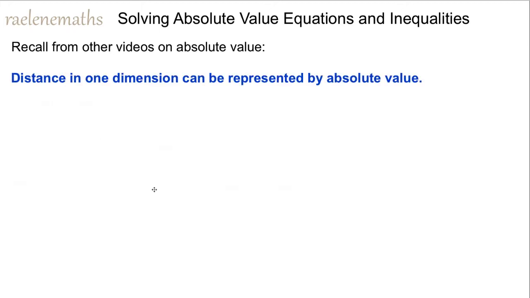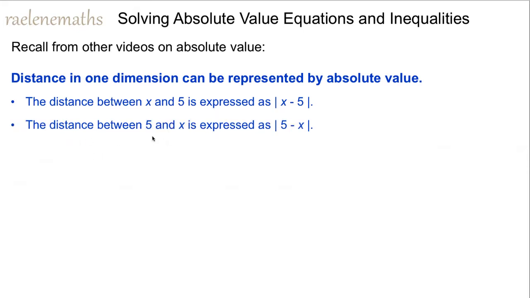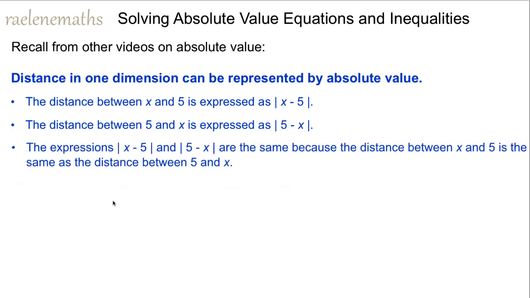So the first thing is that distance in one dimension can be represented by the absolute value. For example, the distance between x and 5 is expressed as the absolute value of x minus 5. And furthermore, the distance between 5 and x is represented as the absolute value of 5 minus x. And of course, the distance between x and 5 and between 5 and x is the same. So those two absolute value expressions are equal to each other.